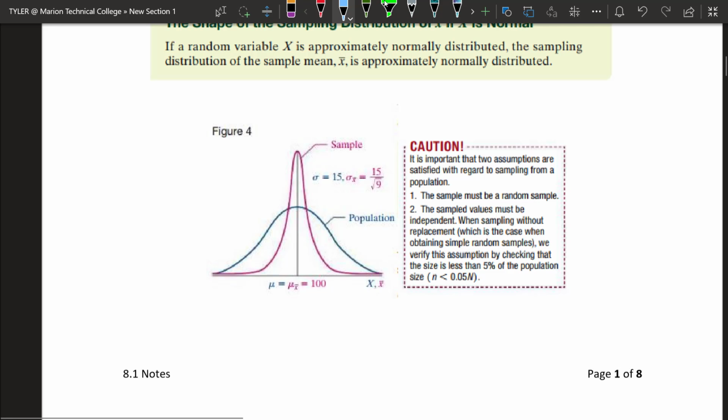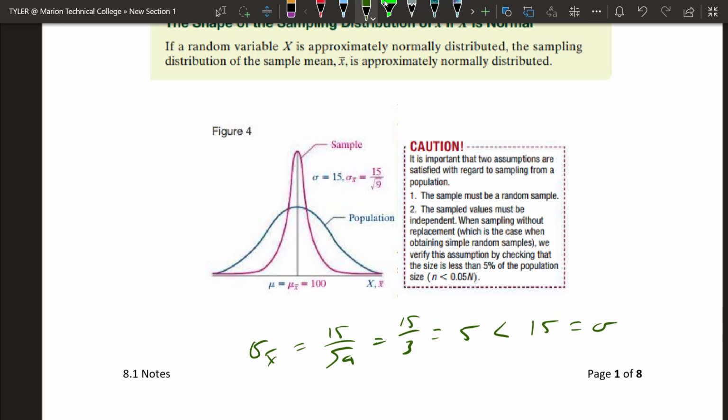So let me just write down here, sigma x bar is equal to 15 over square root of 9, which would be equal to 15 over 3, since square root of 9 is 3. So that's just equal to 5, and that's clearly less than 15, which is sigma, the standard deviation of the population.